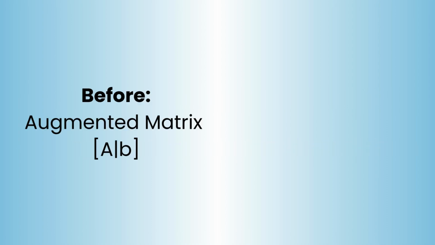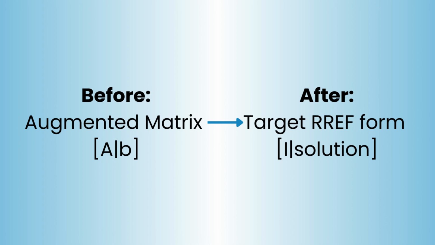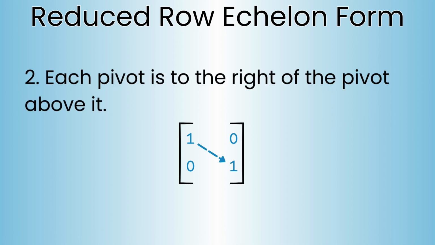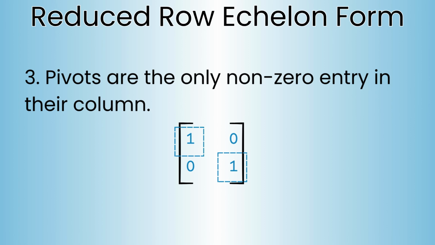Gaussian elimination is the algorithm we use to transform our augmented matrix into a state where the solution is obvious. This target state is called Reduced Row Echelon Form, or RREF. To get to RREF, the left side of the matrix must satisfy three conditions. First, the first non-zero entry in each row, called the pivot, must be 1. Second, each pivot must be to the right of the pivot in the row above it. And third, the pivot must be the only non-zero entry in its column.